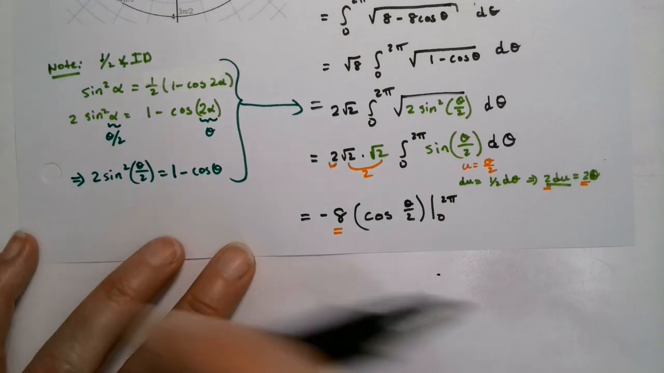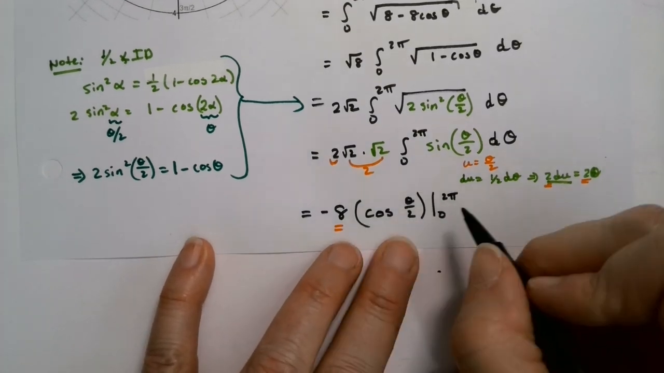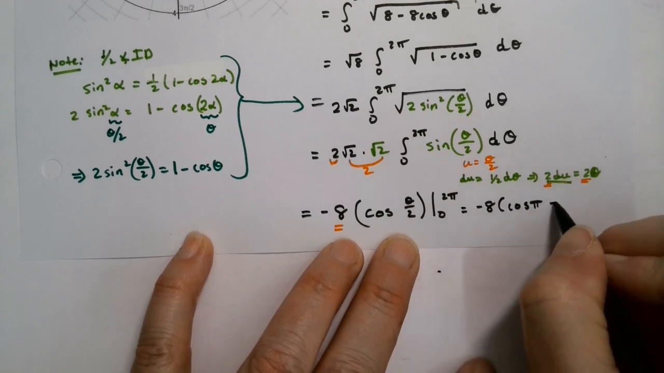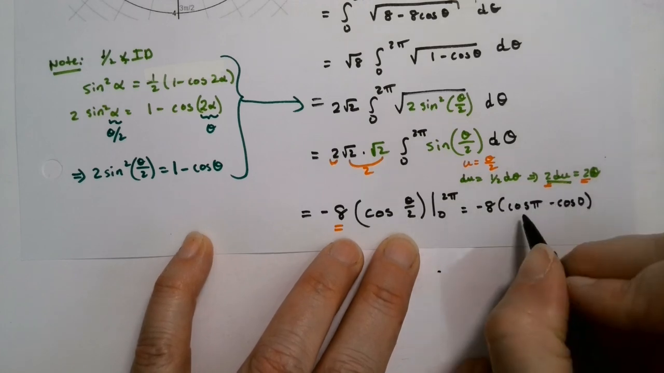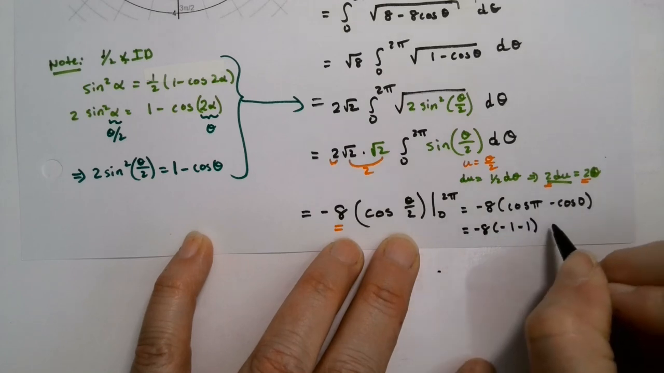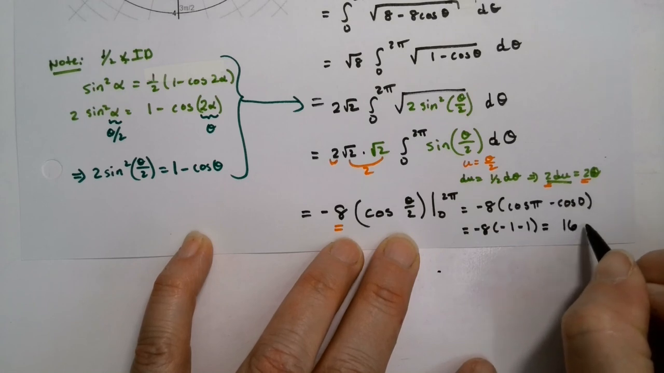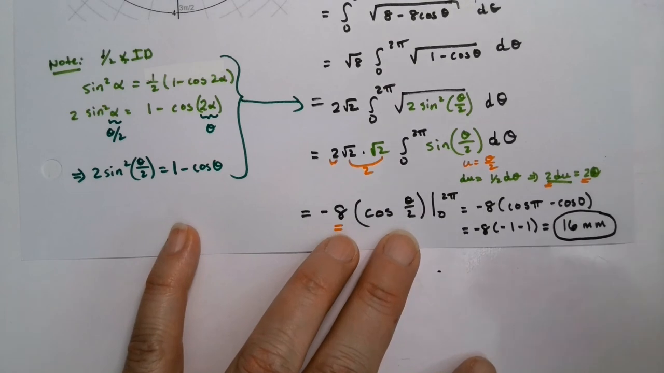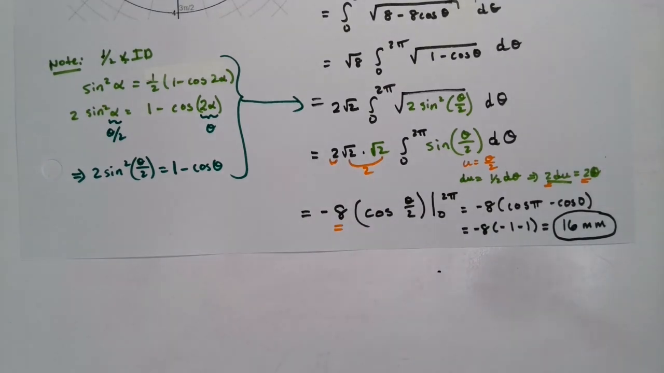All right, and that would be negative 8 times cosine of pi minus cosine of 0, which is negative 8 times negative 1 minus 1, which is 16. And since this was millimeters, it's millimeters. It's a length. It's literally the distance around. It's not an area. So it's going to have the same unit as what your function was measured in. Now, if you don't believe me, of course, we can double check it in Desmos.